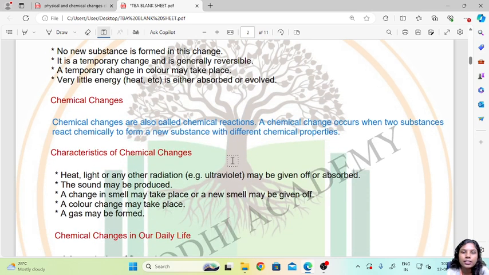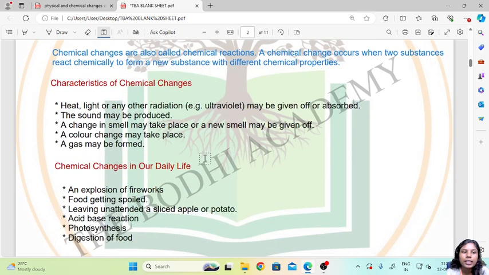Next, we discussed the chemical changes. Chemical changes are also called chemical reactions. A chemical change occurs when two substances react chemically to form a new substance which has different chemical properties than the starting substances. Characteristics of chemical changes are: heat, light or any other radiation, for example ultraviolet, may be given off or it can also be absorbed.